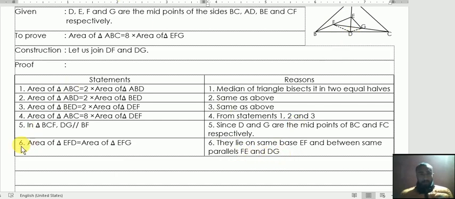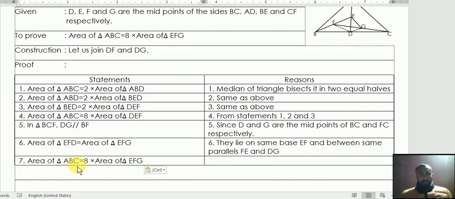Now if you compare statements 6 and 4, in place of triangle DEF you can substitute the value of triangle EFG. So it's about to be proved: the area of triangle ABC is equal to 8 times the area of triangle EFG. From statements 4 and 6, we have just substituted the value. So, substitution axiom.